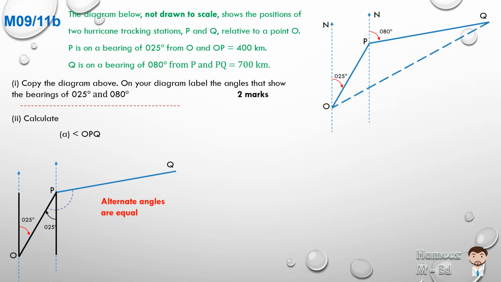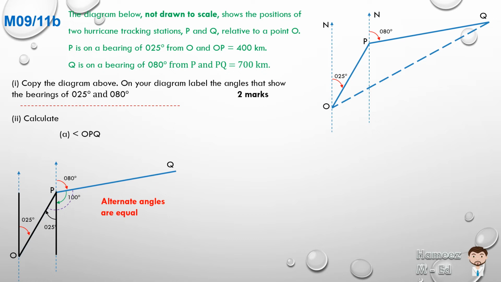And can we get the other part? So we got part of angle OPQ, which was 25 degrees. We need the next part now. And we know that the bearing was 80 degrees. And that north line there, 180 degrees. So if we know 80 degrees above, what's in green? What's the remainder? 100 degrees.